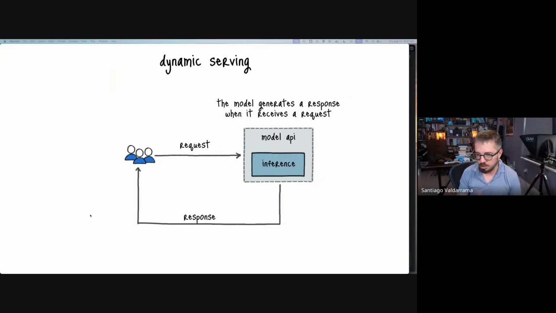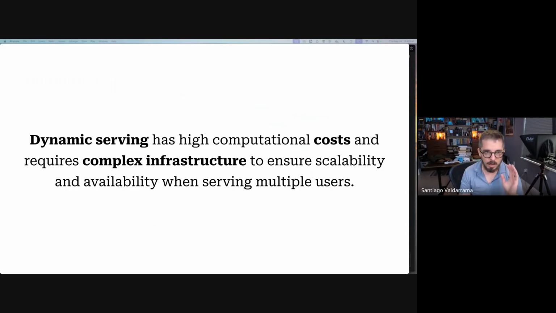Okay, so think about this like ChatGPT. ChatGPT does not pre-store answers. It's waiting for you to ask, you know, who is the president of India. Yeah, that's what you do. And at that point, ChatGPT computes the answer to that and sends it back to you. Okay, so high computational costs for dynamic serving.